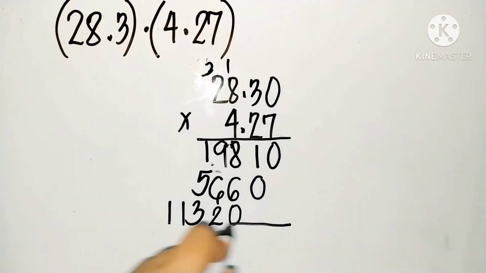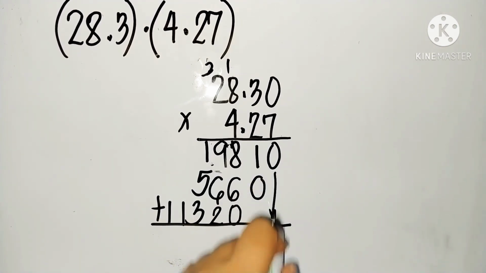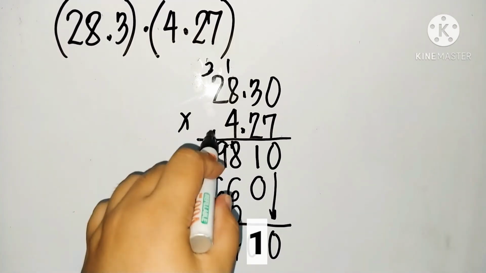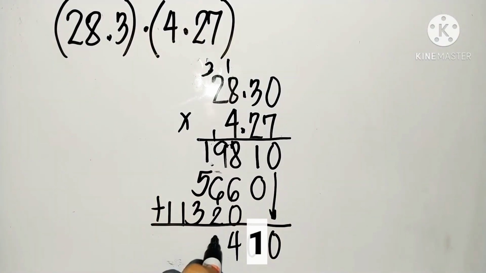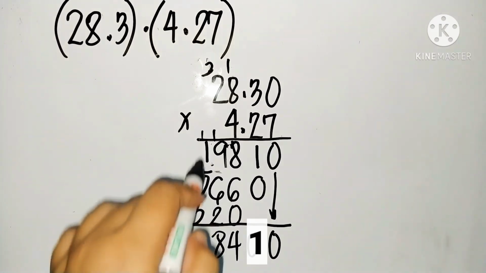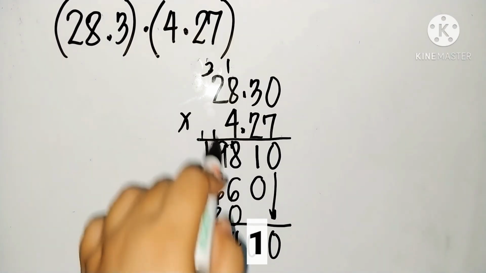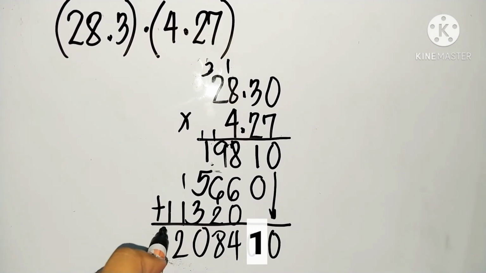And then, add. Wala namang ka-align si 0, so we bring down. We have 0. 1 plus 0 is 1. 8 plus 6 is 14. Plus 0, that's 14. Carry 1. 1 plus 9 is 10. Plus 6, 16. Plus 2 is 18. Carry 1 ulit. 1 plus 5 is 6. Plus 3 is 9. Plus 1, 10. Carry 1 ulit. So, 1 plus 1 is 2. And then, bring down 1 since wala na siyang ka-align.